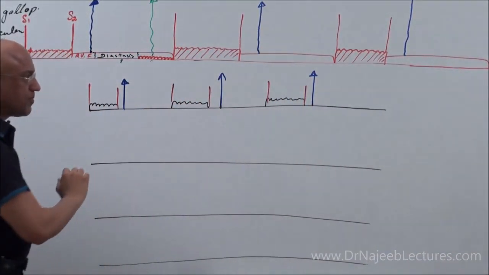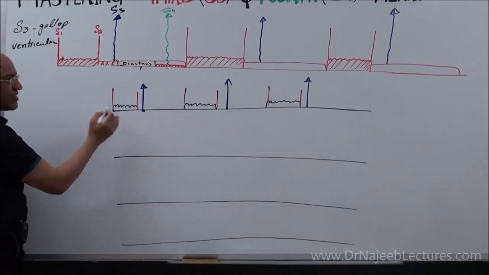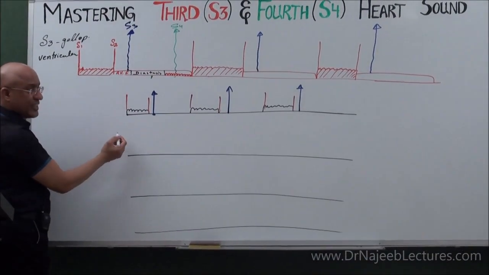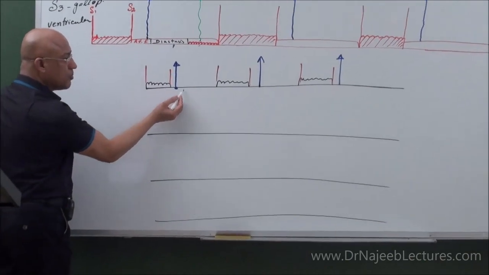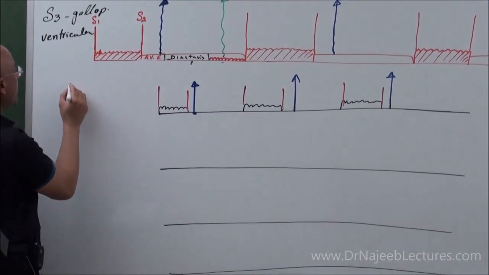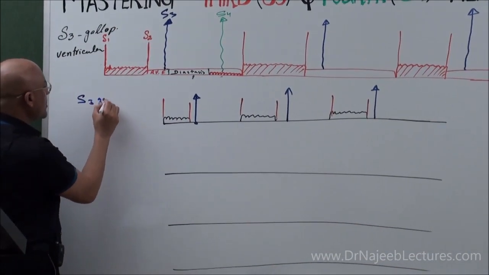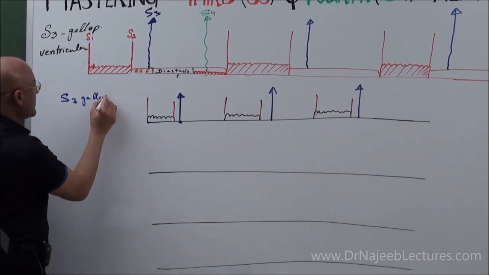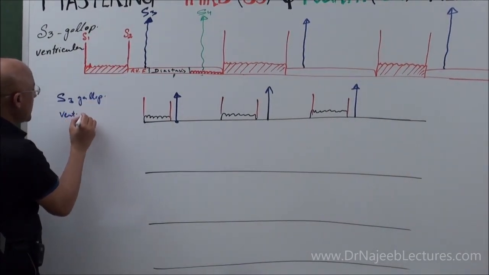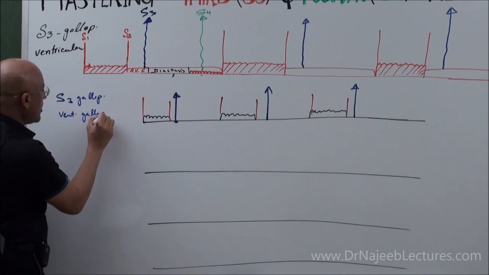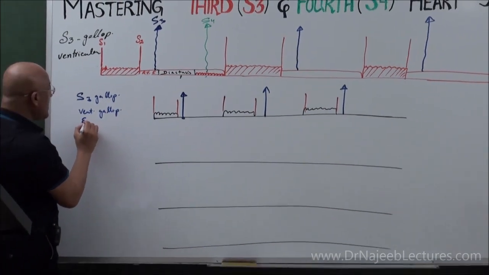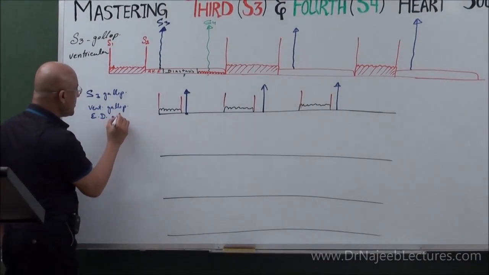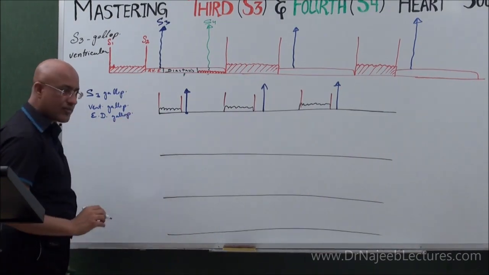What is this gallop? What is this sound? S3, right, in early diastole, just after the dub. So what will we call it? S3 gallop, ventricular gallop. Or it is also called early diastolic gallop. Is that right? Yes, sir.